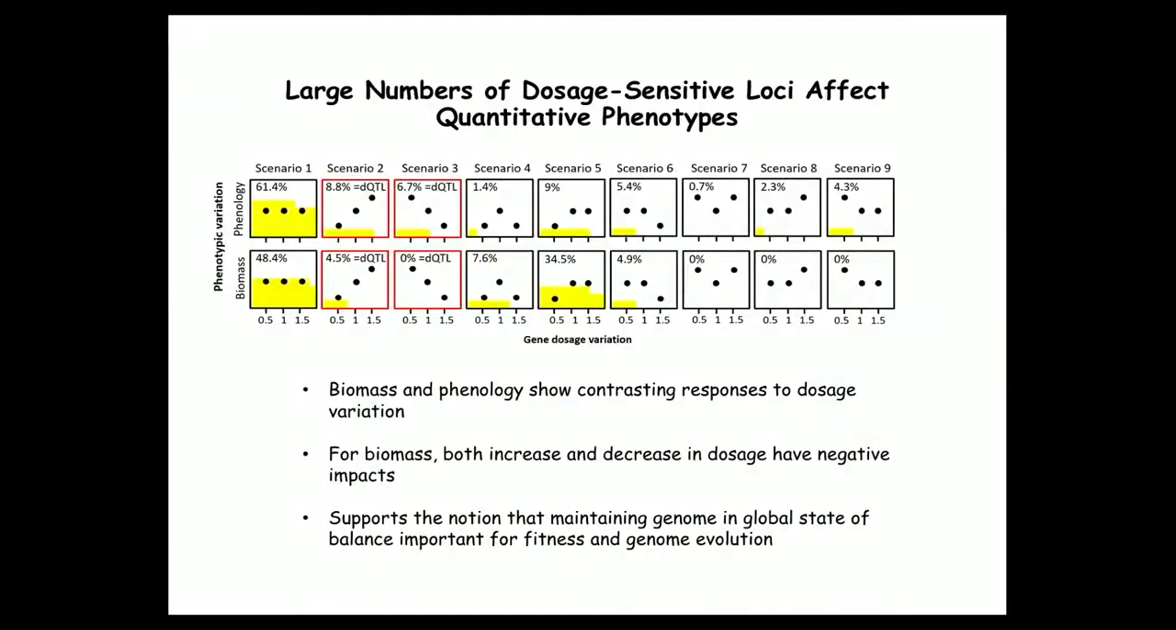A few things we can conclude from this, though, in general, is that these traits not only react differently, but results like this show us that the genome is held in an overall state of genome balance that's requiring certain dosage relationships that are revealed when we begin to look at these adaptive traits.